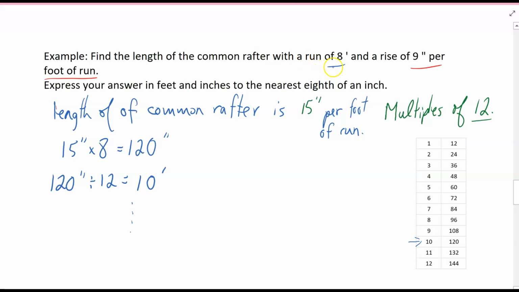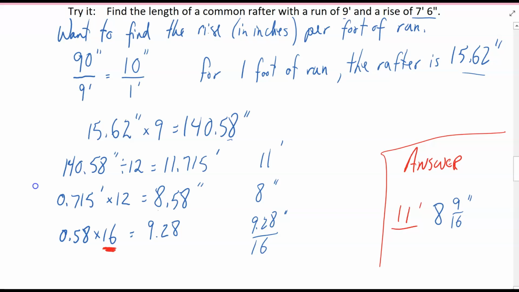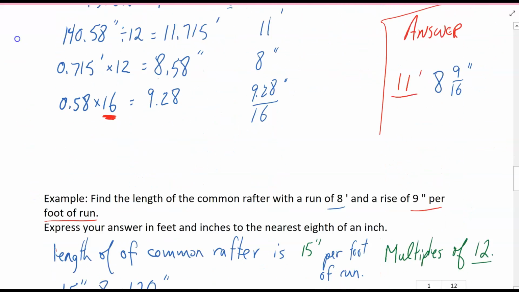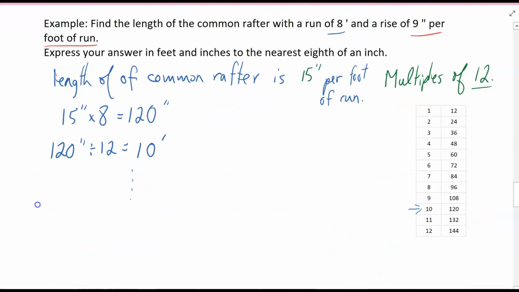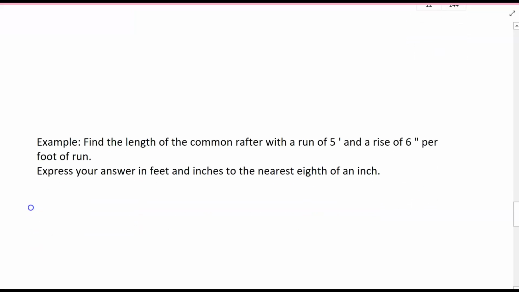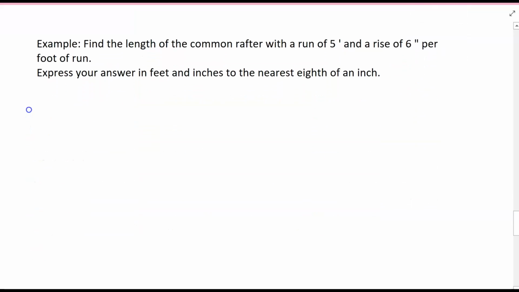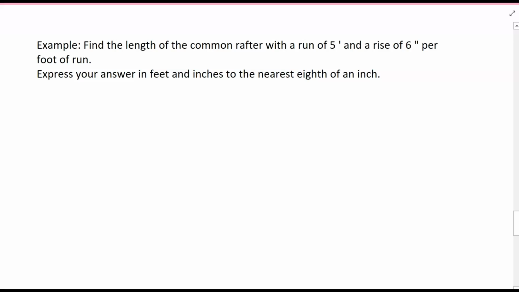that has an 8-foot run for a rise of 9 inches per foot of run. Notice this is different. Last time I didn't tell you the per foot of run. We had to calculate the per foot of run up here. All right, one more for you to try. Pause the video and give this one a try.